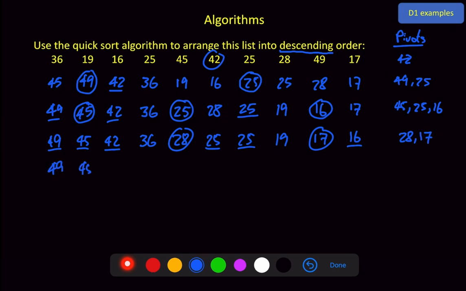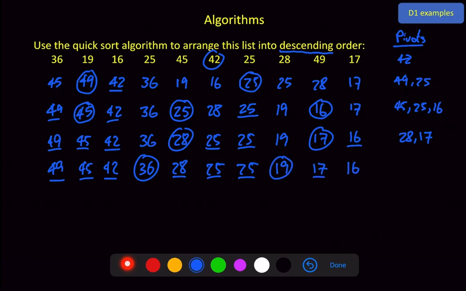49, 45, 42. They are all fixed. And then we've got 36, which is going to be the next pivot. 28, 25, 25, 19, the next pivot, 17 and 16. Didn't have to change anything there because the list was already in order.